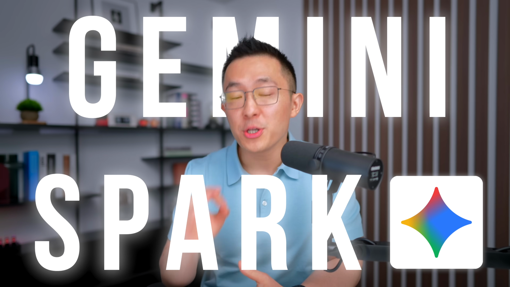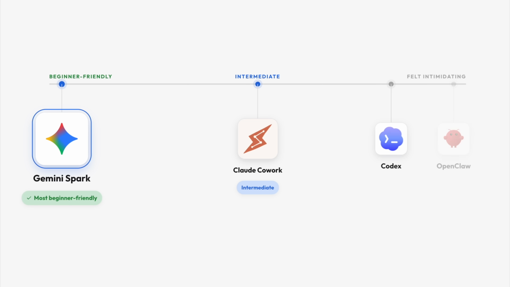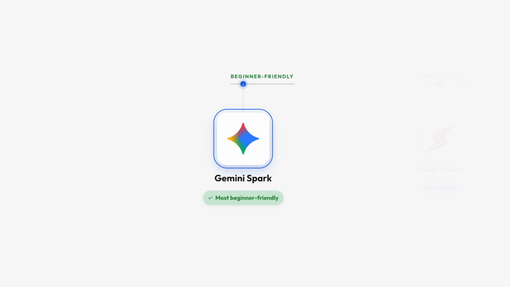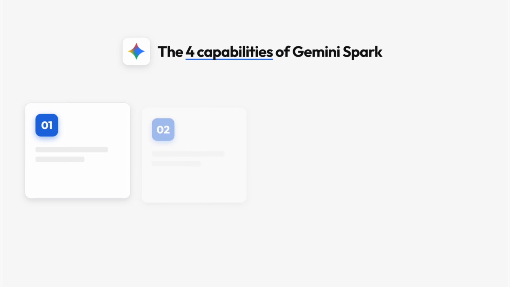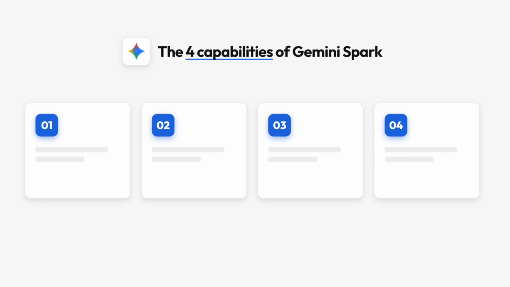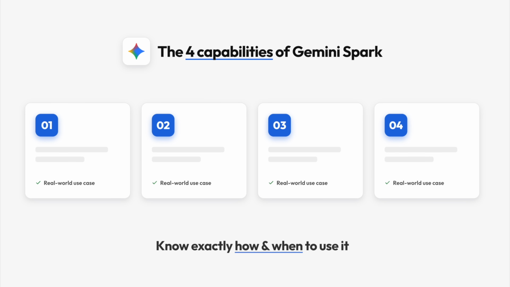Gemini Spark is the most beginner-friendly AI agent out there, so if you've heard of Claude Cowork, Codex, or OpenClaw, but found those too intimidating, you are in the right place. In this video, we break down the 4 key capabilities of Gemini Spark, each with real-world use cases, so that by the end, you know exactly how and when to use Gemini Spark.